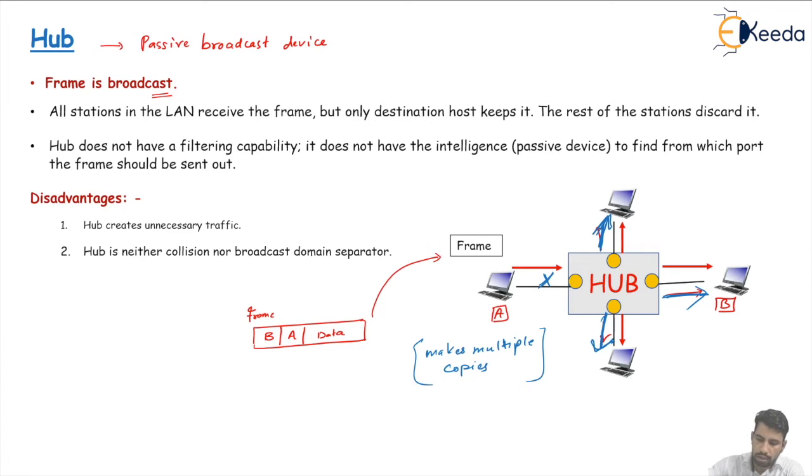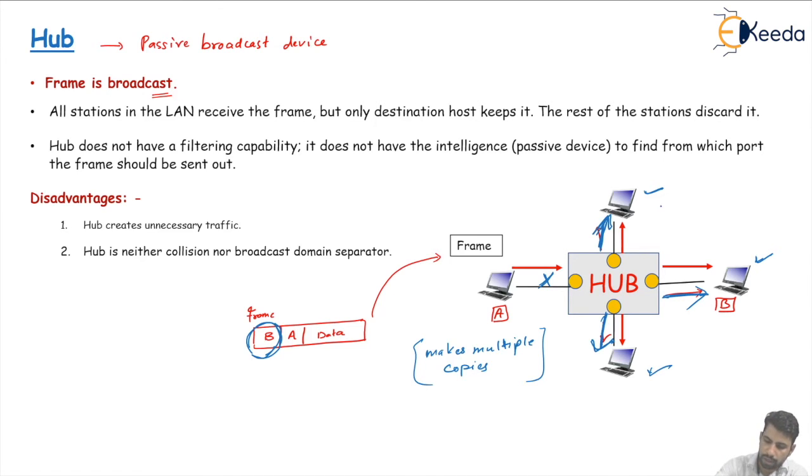All the stations or machines connected in the LAN will receive the frame. This one also receives the frame, and this one also receives the frame. They all check the destination address. The station whose address matches will accept the frame, and the other stations or machines will discard it.